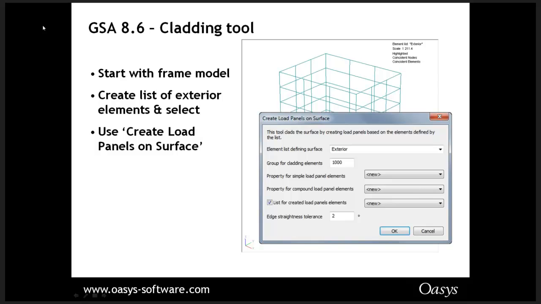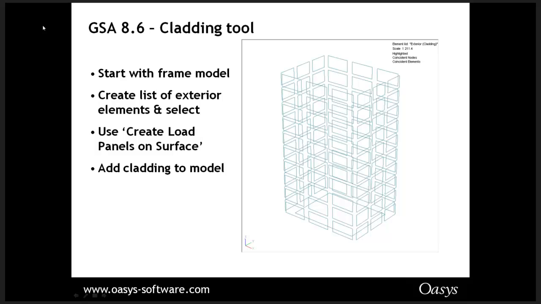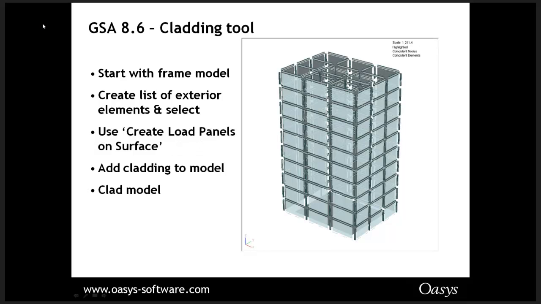The main thing that we want to look at here is that the element list defining the surface, we can either put the list in explicitly there, or in this case I'm using the one I created called exterior. When you click OK, that goes off and generates the cladding elements, and so you can see here the 2D load panels that it's created for us around the facade of the building. And then finally there's our clad model. So we've got our structure there, and we've got our load panels around the outside ready for applying wind load or whatever else we want to apply.